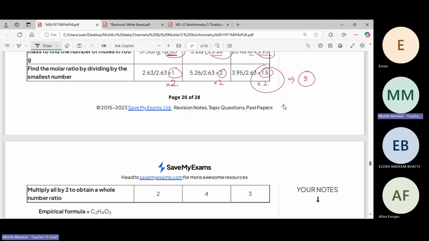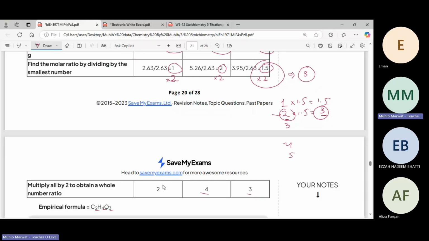For example, the very first number is 1. If we multiply 1.5 by 1, of course the same answer. So the next number is 2. We will have to multiply it by 2. Then, let's assume there is a decimal point that is not converted into a whole number after multiplying by 2. Then we will go towards 3, then 4, and then 5, but that is not included in your syllabus, right? So we will be multiplying the decimal by 2, so that it gets converted into a whole number, right? So carbon is 2, hydrogens are 4, and oxygen is 3.